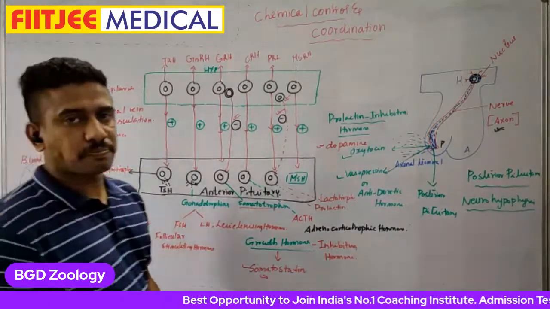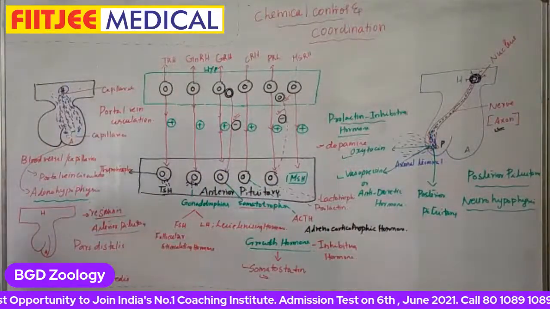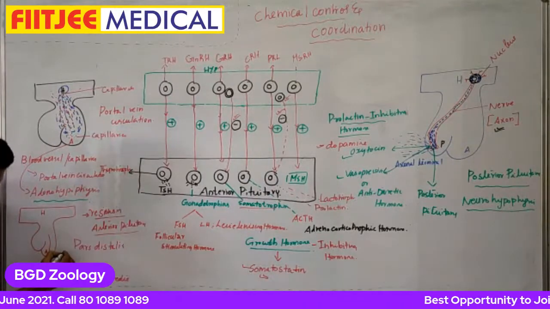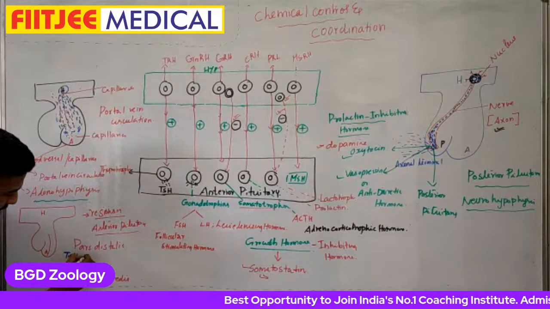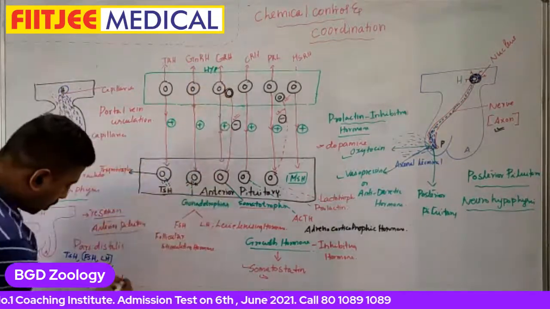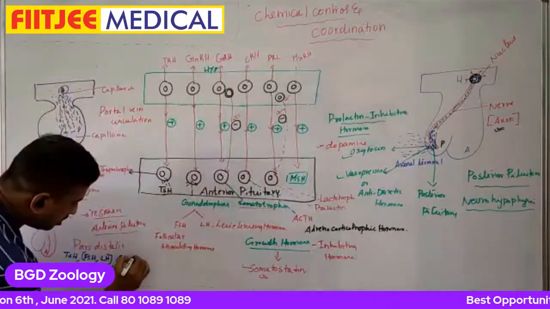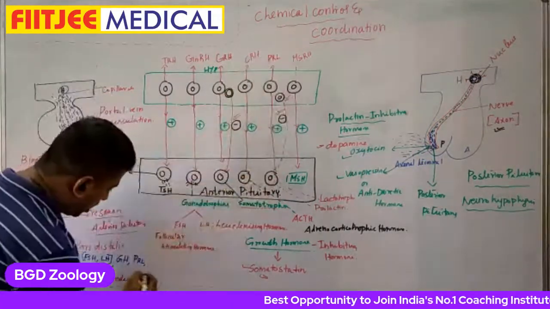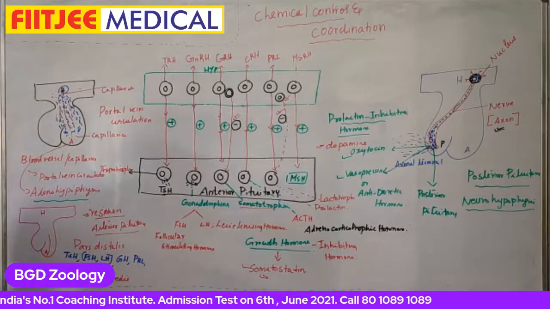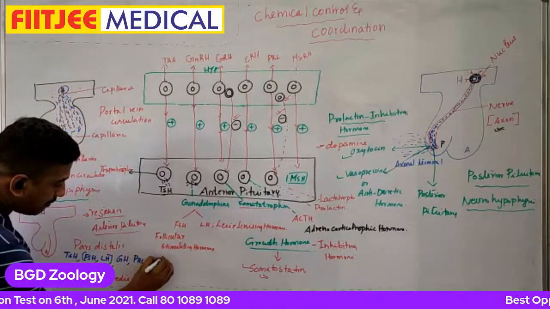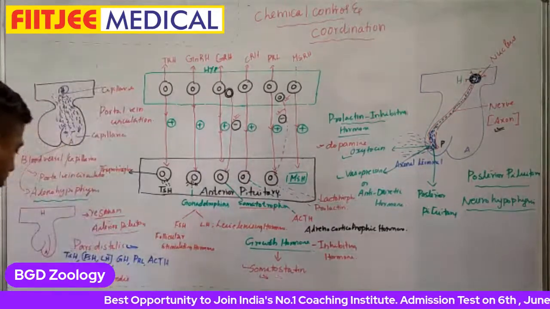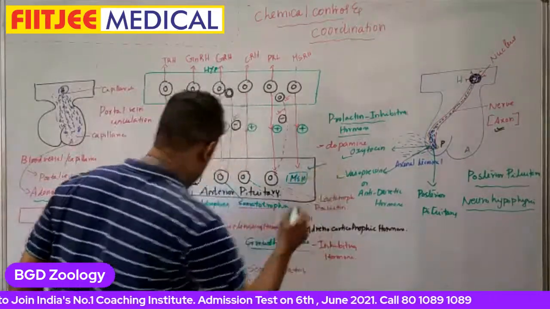So remember, everyone, this point is very important to keep in your mind, because the pars distalis produces the PSH, then the gonadotropins, FSH, LH, then growth hormone, then prolactin, then TSH and ACTH. Everything will be produced from this pars distalis region. But the pars intermedia region only will produce this MSH. That's the importance of that.